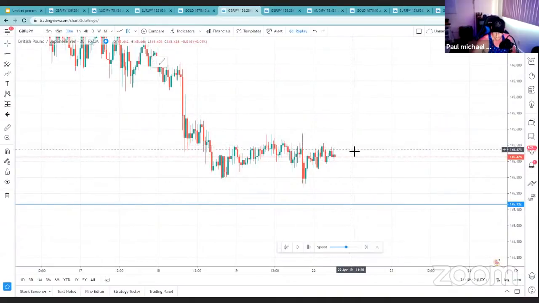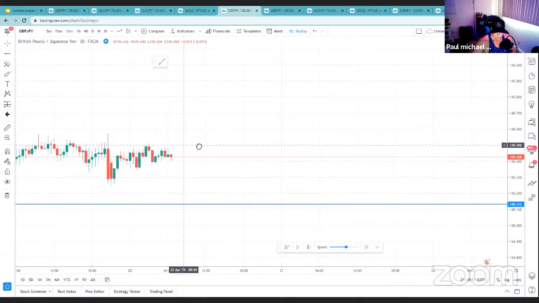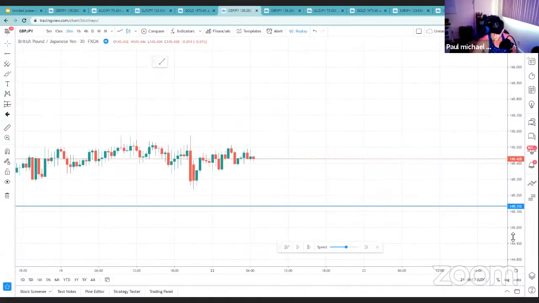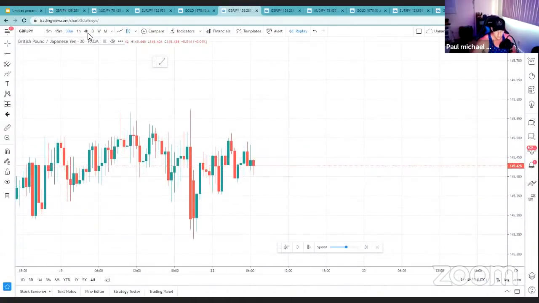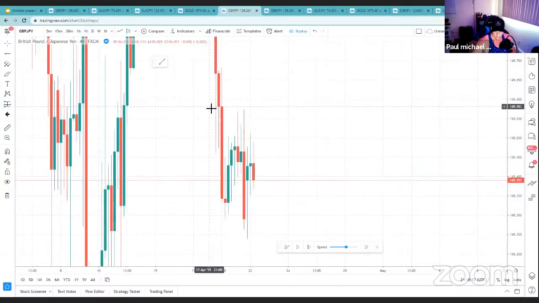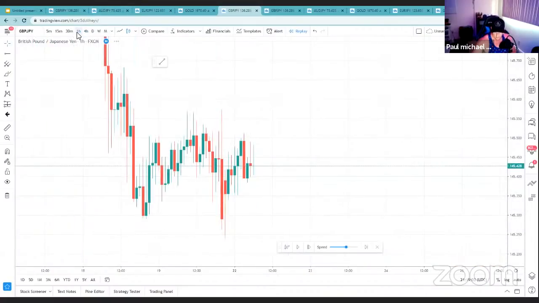Where's 8? Oh, it's right in here. Yeah, the indicator's not on here, so that's fine. And no, it's 8. 8 or 8:30 is when it starts. So 4 hour. Yeah, heavy resistance and support.